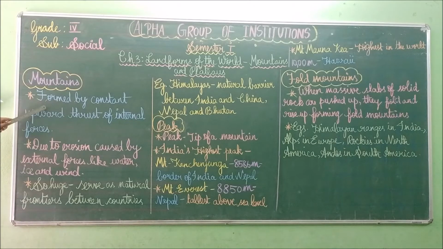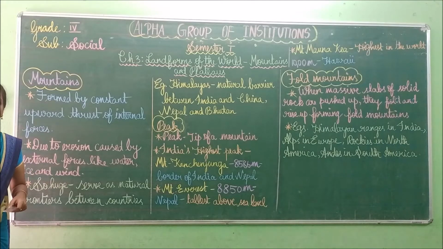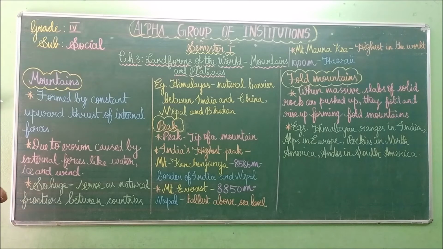So, we have two forms. It is formed by constant upward thrust of internal forces. So, in the internal part of the earth, there will be upward forces given. Because of that, mountains are formed. Then, due to erosion, the forces like water, ice and wind will cause erosion. Due to this erosion, mountains are formed.